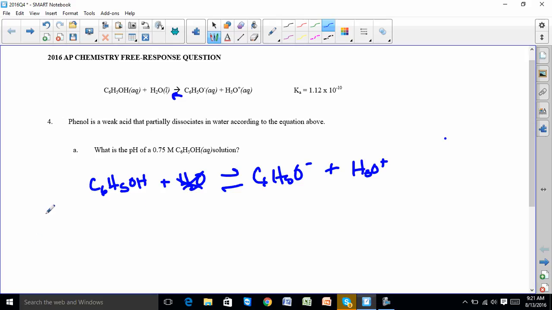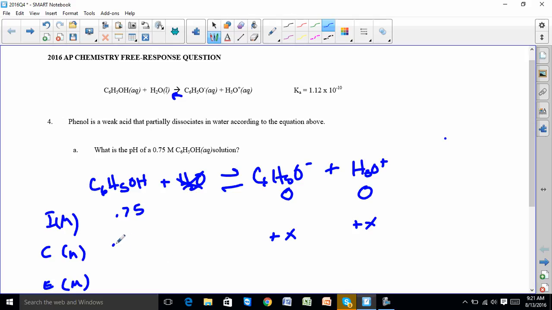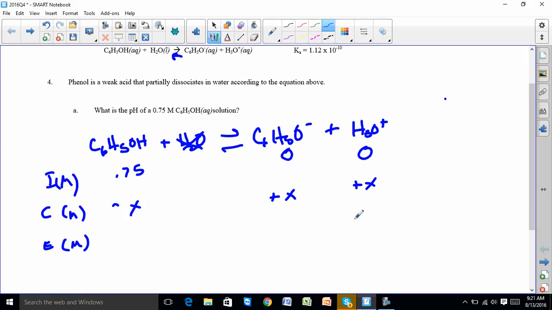And so then I set up an ICE chart. This is 0.75. This is 0. This is 0. These are going to go up X. This is going to go down X because of the 1 to 1 to 1 mole ratio. So up 1X, down 1X. And so then X plus 0 is X, and X plus 0 is X, and 0.75 plus negative X is 0.75 minus X.